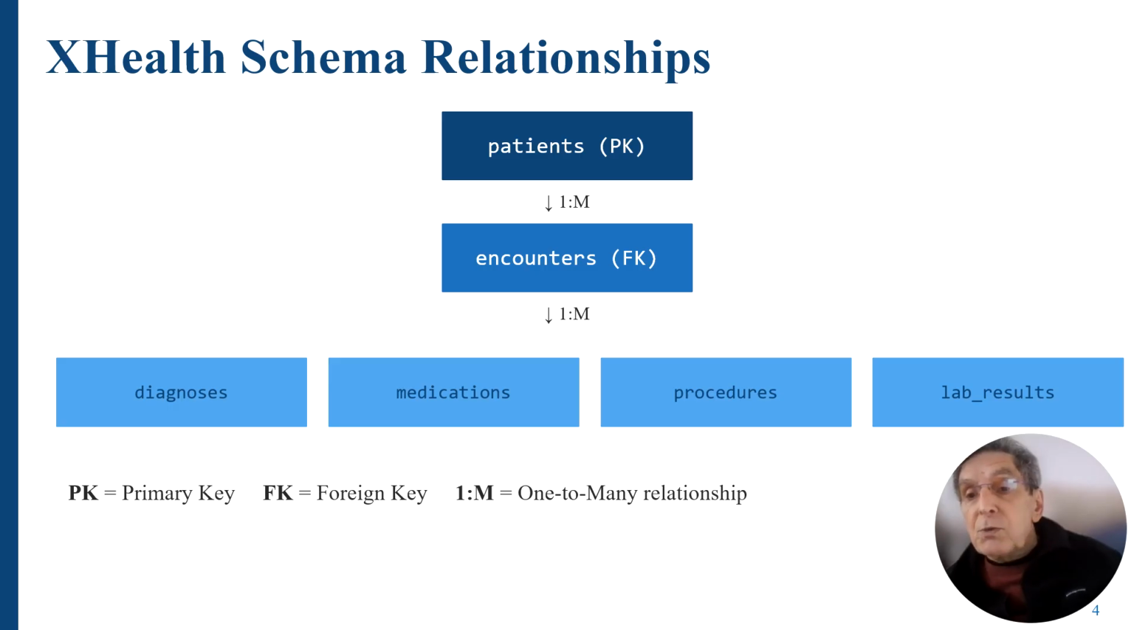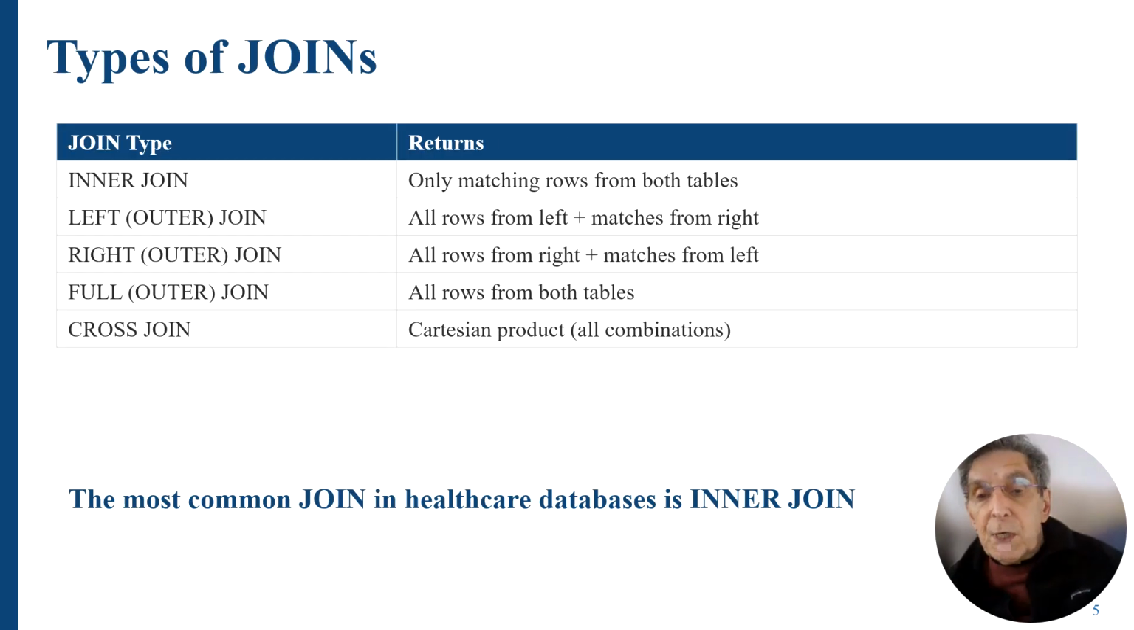Below encounters, we have several child tables: diagnoses, medications, procedures, and lab results. Each of these has a foreign key linking back to the encounters. So if you want to find all the diagnoses for a patient, you need to go through encounters first: patient to encounters to diagnoses. This hierarchical structure is typical in healthcare databases and reflects how clinical data is actually generated. A patient comes in for a visit. That creates an encounter, and during that encounter, diagnoses are made, procedures are performed, and laboratory tests are ordered.